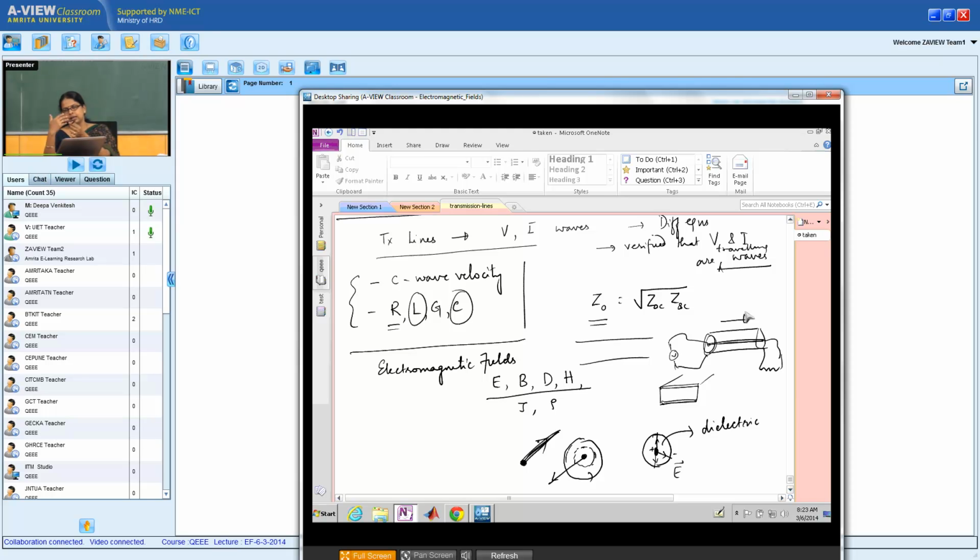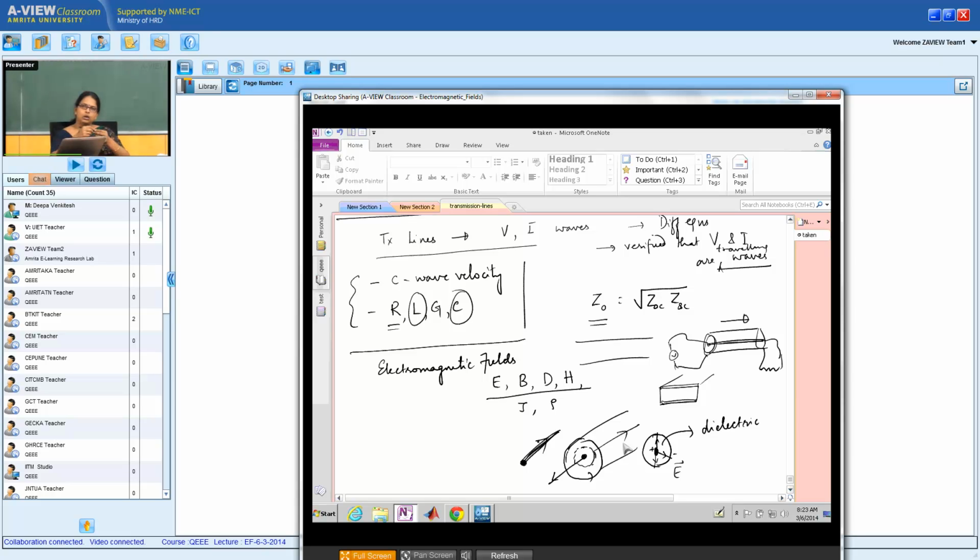And what is carrying the energy forward? It is the electromagnetic field that carries energy along the length of the line. You have an electric field because the two conductors are not at the same potential. You have a magnetic field because the conductors are carrying current, and so you have set up an electromagnetic field, and it is this electromagnetic field that is carrying energy.